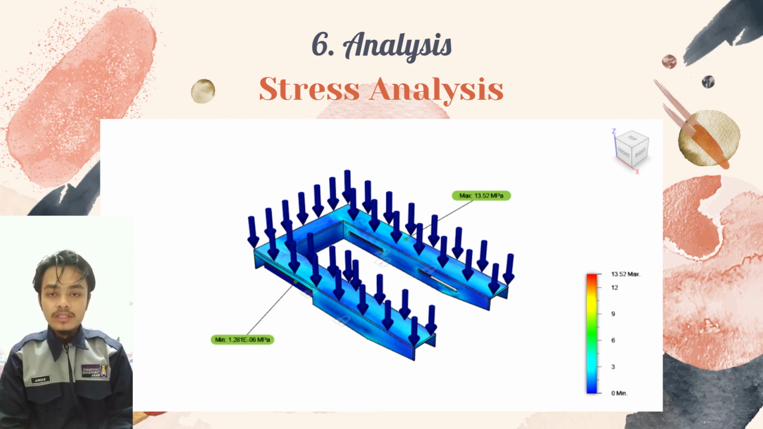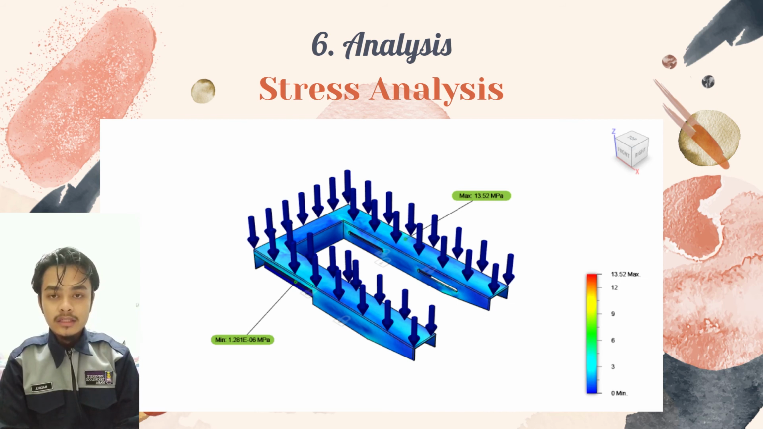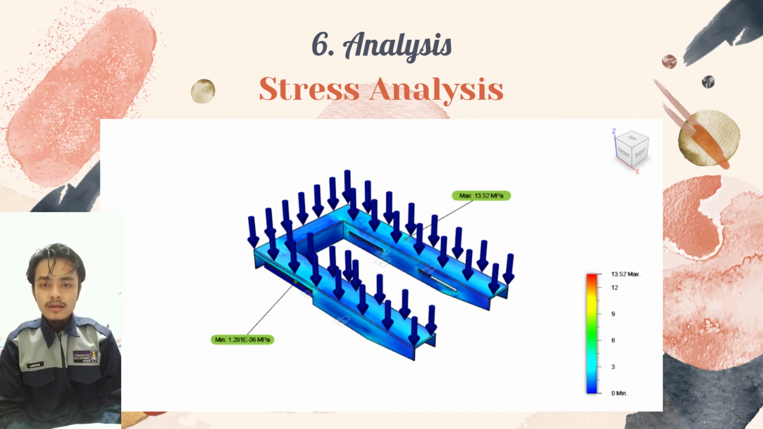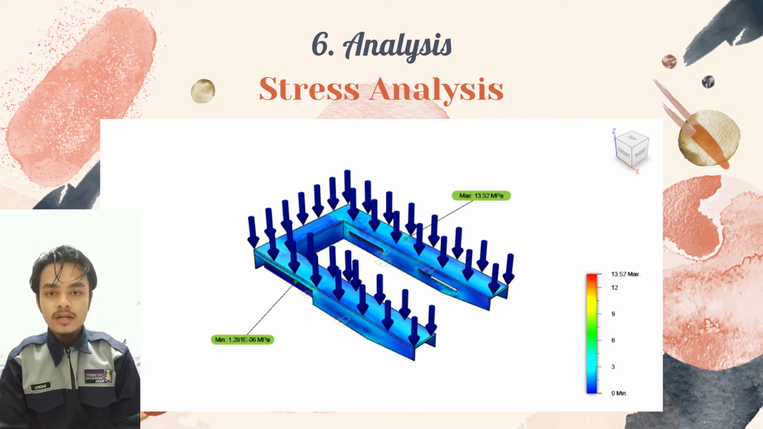So from our design, the material that we chose is aluminium 1100-H10, and the yield strength of this material is 151 megapascal. From our design, we found out that the maximum stress that we get is 13.52 megapascal, which does not exceed the yield strength value.